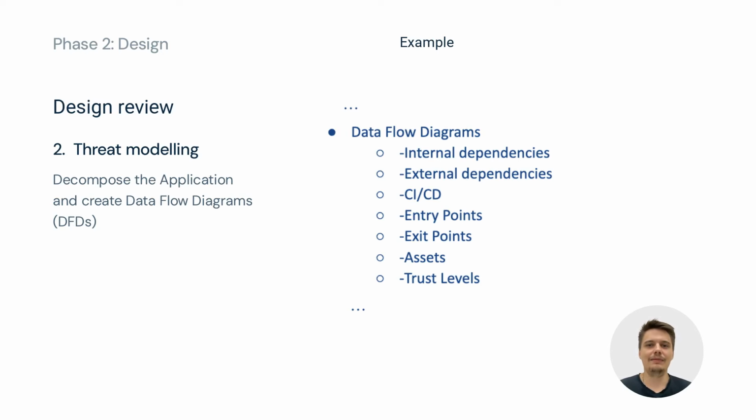Assets. What are the valuable data or functionalities in your application? It could be user data, payment information, or proprietary algorithms. Identifying assets is crucial because these are the primary targets of attacks. Trust levels. It's obvious that not all users or systems interacting with your application should have the same access. Make sure that the principle of least privilege is implemented.